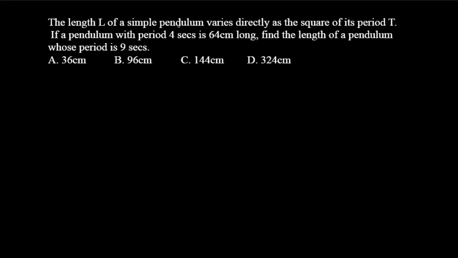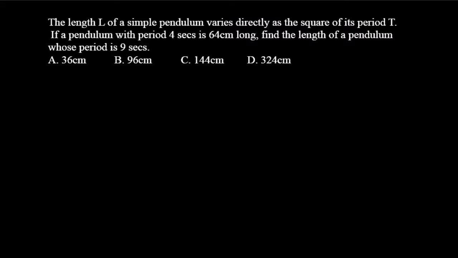The length L of a simple pendulum varies directly as the square of its period. If a pendulum with period 4 seconds is 64 centimeters long, find the length of a pendulum whose period is 9 seconds. So this is very similar to the previous problem I solved earlier on. This is a variation problem.